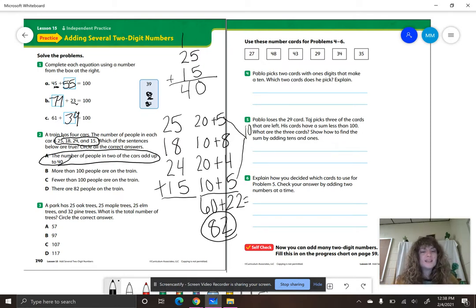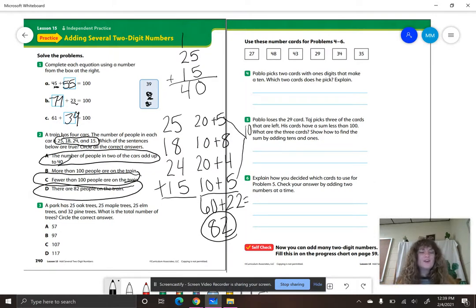All right, B says there are more than 100 people on the train. Is that true? We had 82 people altogether. So would that be true? No. Let's look at C. Fewer than 100 people are on the train. Would that be true? Do we have less than 100 people on the train? Yes. And D, there are 82 people on the train. Is that true? That is true.